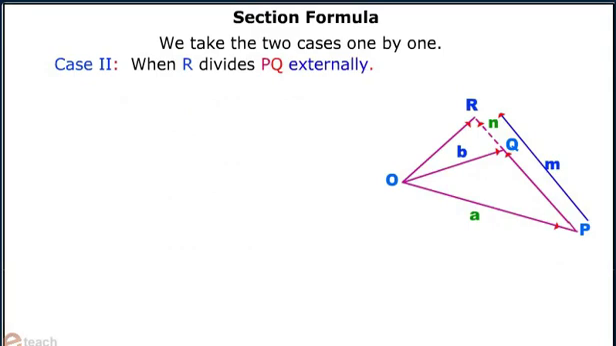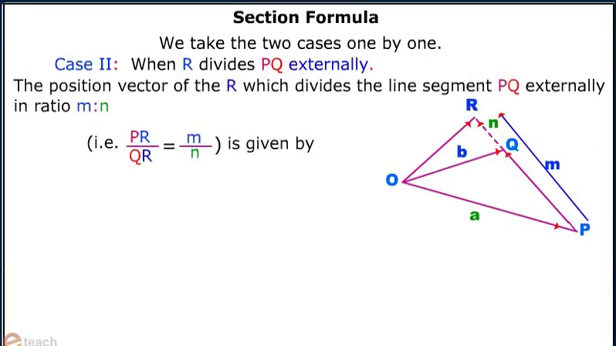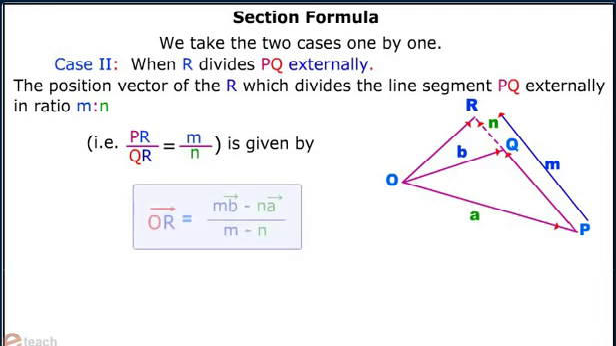Case 2. When R divides PQ externally. The position vector of R, which divides line segment PQ externally in the ratio of m:n, where PR by QR equals m by n, is given by OR vector equals (m times B vector minus n times A vector) whole divided by m minus n.